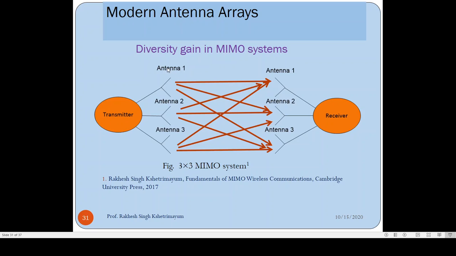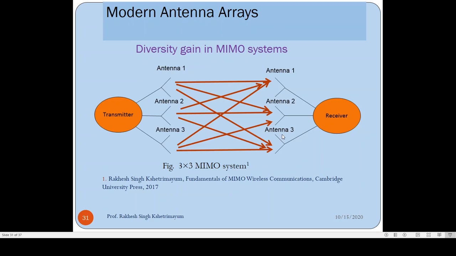For example, you send a signal from antenna 1, it can go to antenna 1, 2, 3 at the receiver. The signal you send from antenna 2 can go through antenna 1, 2 and 3 at the receiver. Similarly, the signal you send from antenna 3 can go to antenna 1, 2, 3 at the receiver. So how many possible paths do you have for the signal now? You count the numbers, 3 into 3, 9.